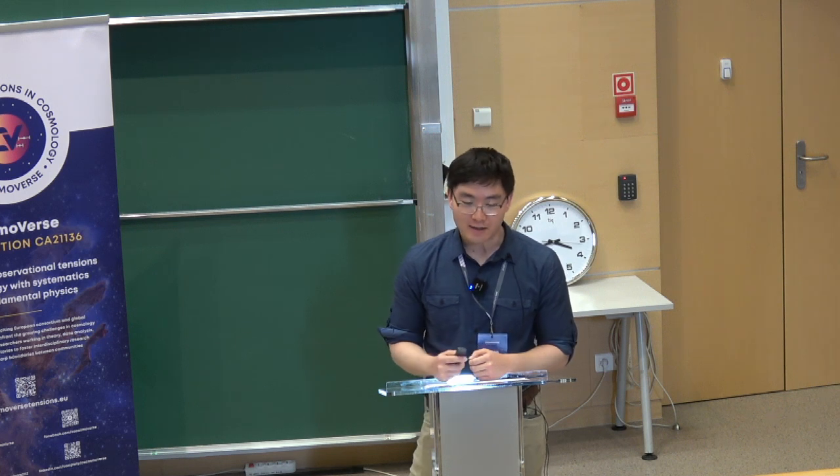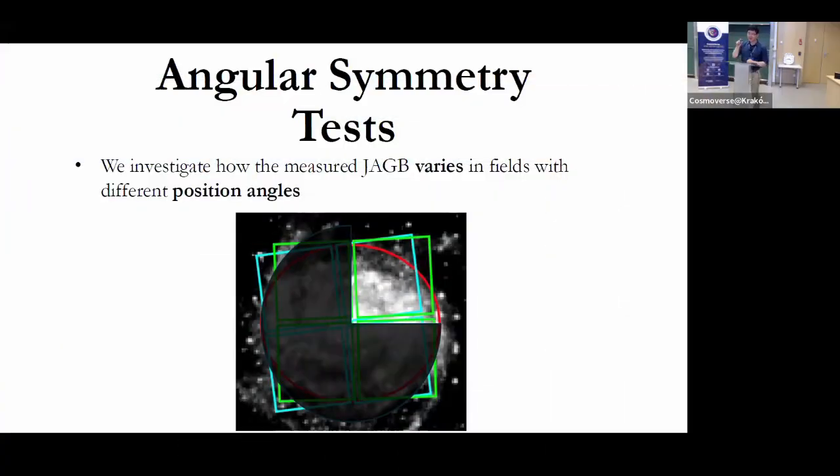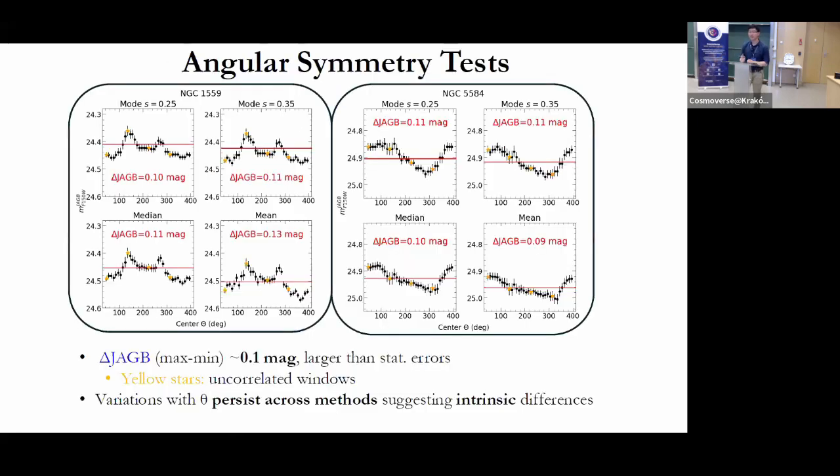And so what I'm trying to show here is we construct a 90-degree window of the galaxy. We measure the JAGB reference magnitude in that window, and then simply rotate that window 360 degrees. Now here's what the results look like. We did this for 1559 as well as 5584, which had fields that allowed us to do this.